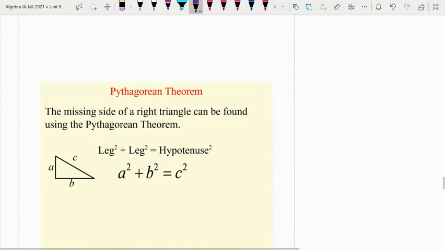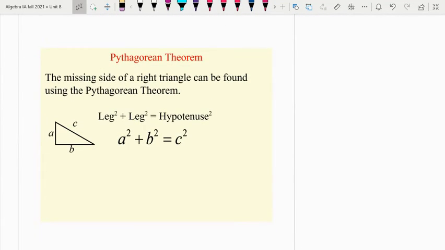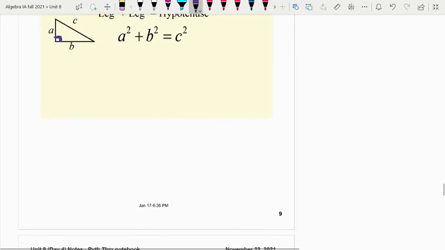All right, next one is Pythagorean theorem. Pythagorean theorem, missing side of a right triangle. This has to be a right triangle, so you have to see that little mark there. Or we say it's a right triangle, then you're good. So a² + b² = c². So leg squared plus leg squared equals hypotenuse squared.